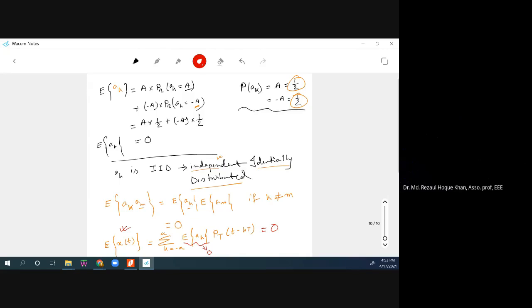Now what does it show? It shows the expected value, or average value, of the transmitted signal x(t) is 0. This is the average value that we concluded, right?